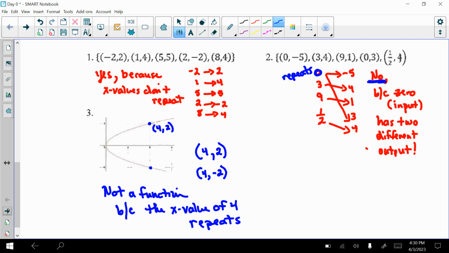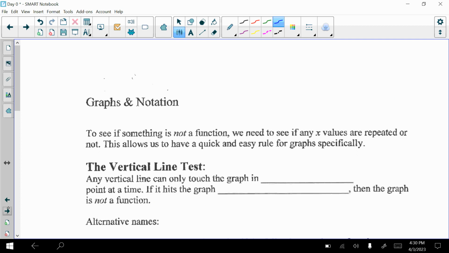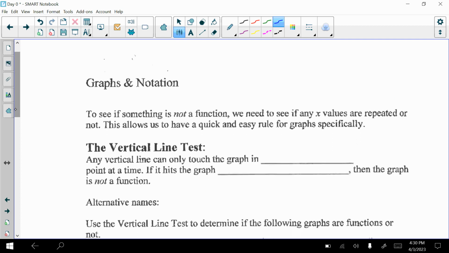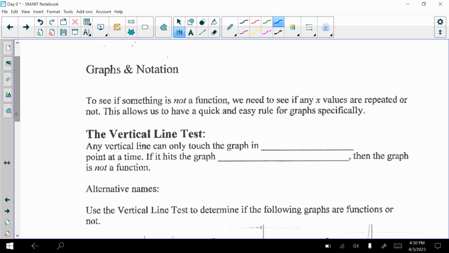All right, so that is just a little bit about the definition of a function. So now if we look at a graph, which we just looked at, to see if something is not a function, we need to see if the x values are repeated or not. This allows us to have a quick and easy rule for graphs specifically. This is called the vertical line test. A lot of times I abbreviate it the VLT, vertical line test. So any vertical line can only touch a graph in each x value.